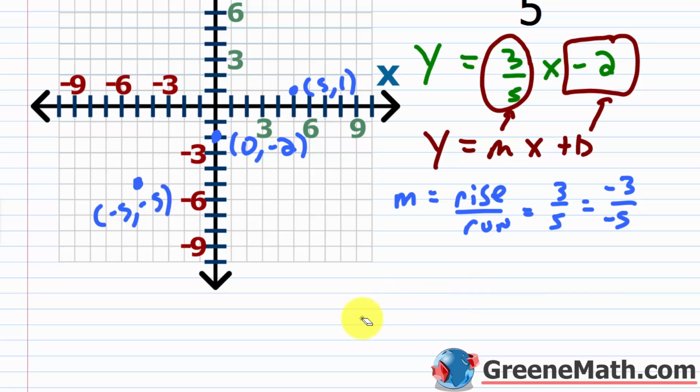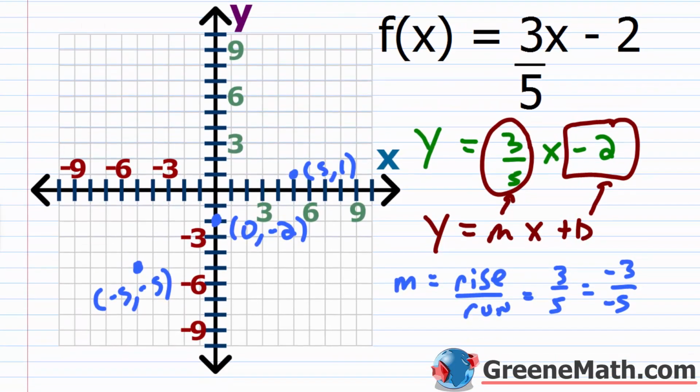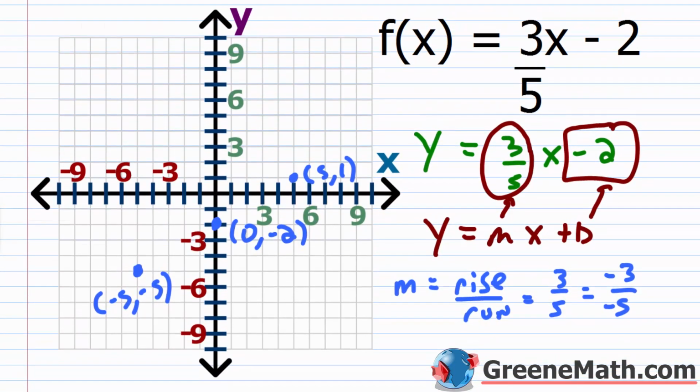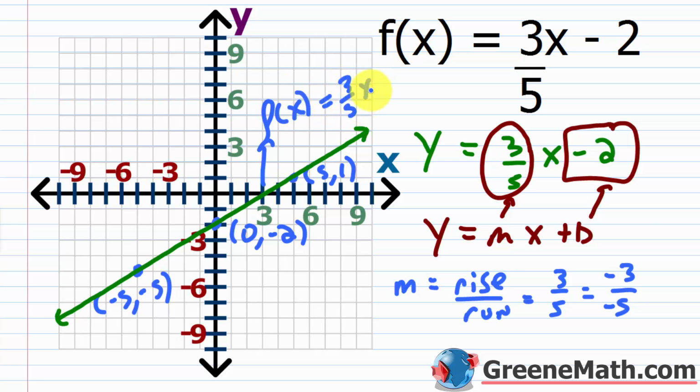So look how quickly we found 3 ordered pairs. We're basically good to go now. And so we can draw a line connecting these points. Okay. Let me just put arrows at each end. So that would be my line, right? And again, I can label it if I want. I can say this is f of x is equal to 3/5 x minus 2. Okay. Look how much quicker that is versus generating a table of values.